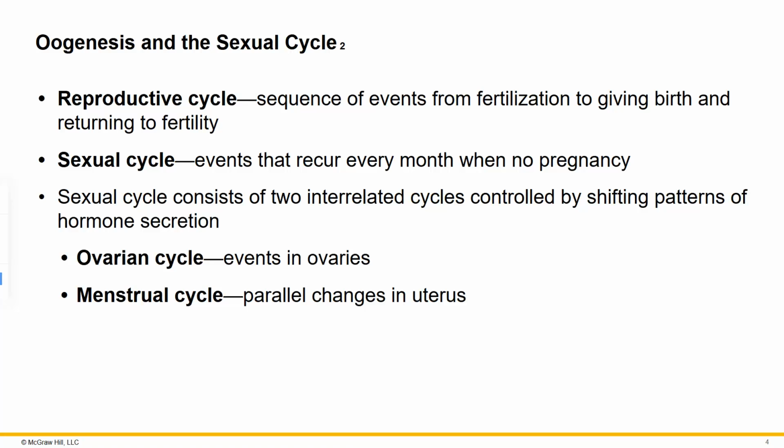Oogenesis, or the creation of the egg, and the sexual cycle happens in the female. So the reproductive cycle is a sequence of events from fertilization to giving birth and returning to fertility. The sexual cycle is the events that occur every month when no pregnancy occurs. The sexual cycle consists of 2 interrelated cycles controlled by shifting patterns of hormone secretion. The ovarian cycle, which are the events in the ovaries, and the menstrual cycle, which are parallel changes in the uterus.